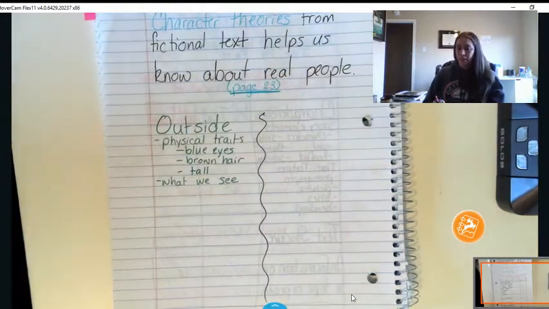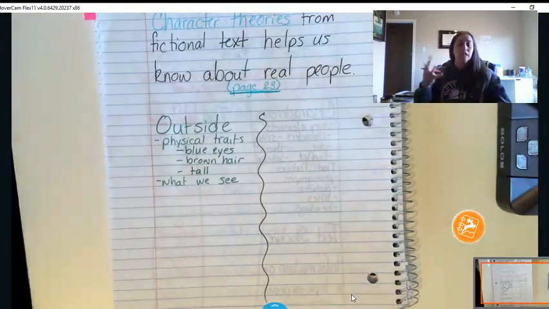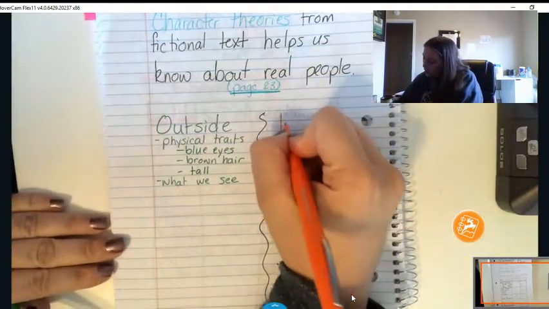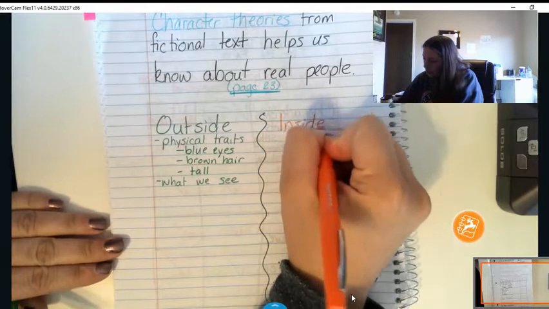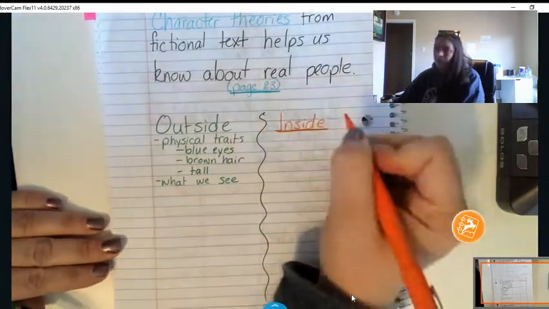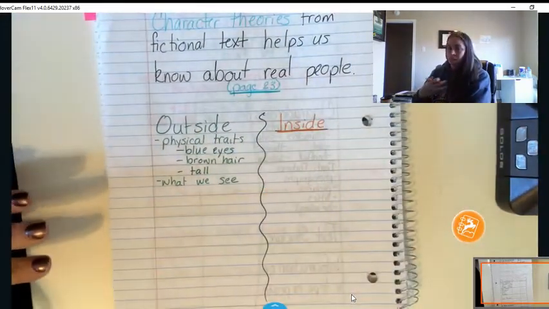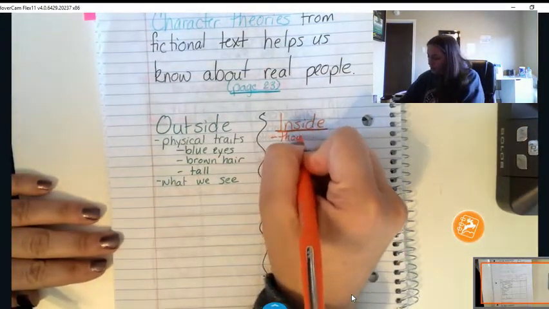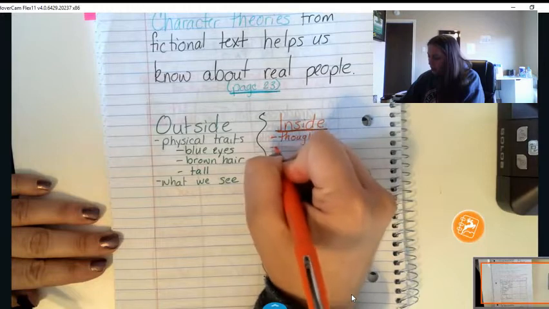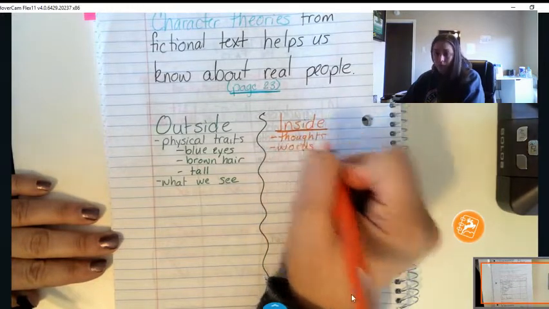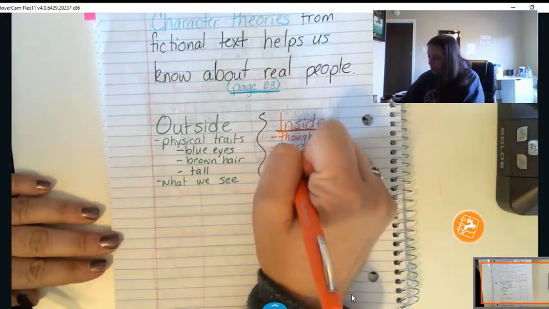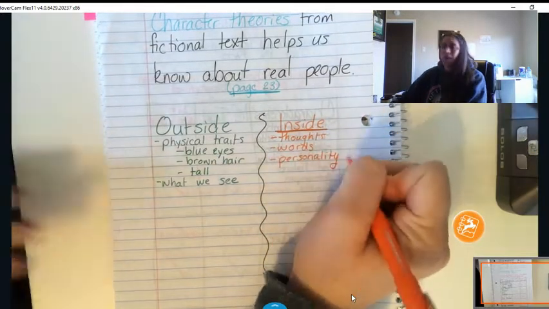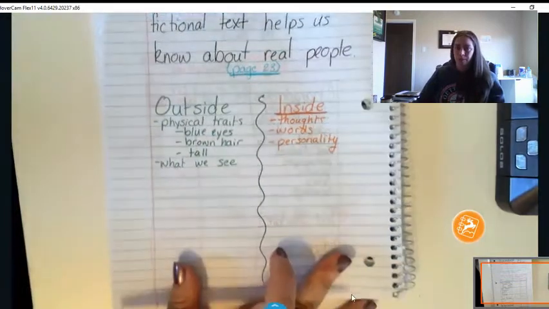The other character traits that you will come across are the ones that are inside. Now, I don't mean like that they have a stomach. I mean their thoughts, their words, and their personality. What are their character traits? Who are they as a person?